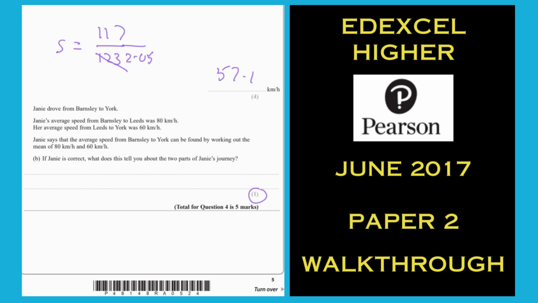All right. If Janie is correct, so the assumption is that she's right, you can just go between 80 and 60. So in other words, the average is 70. If she's correct, what does it tell you about the two parts of the journey? In your own words, time taken for each part must be the same. In other words, must be equal.